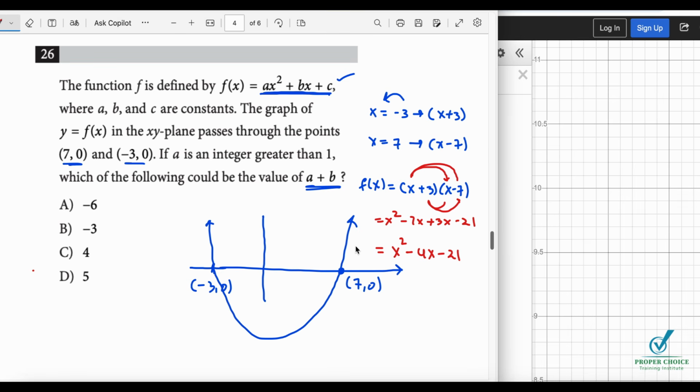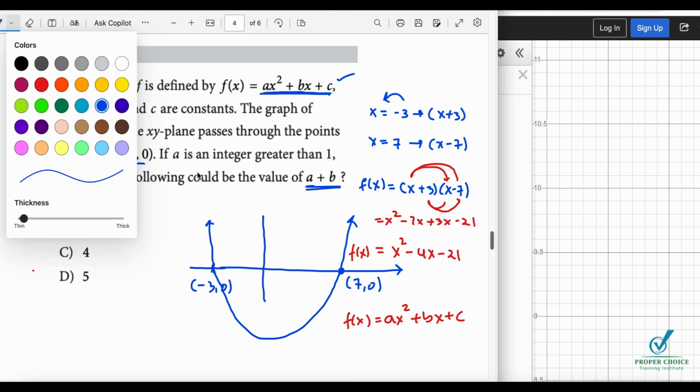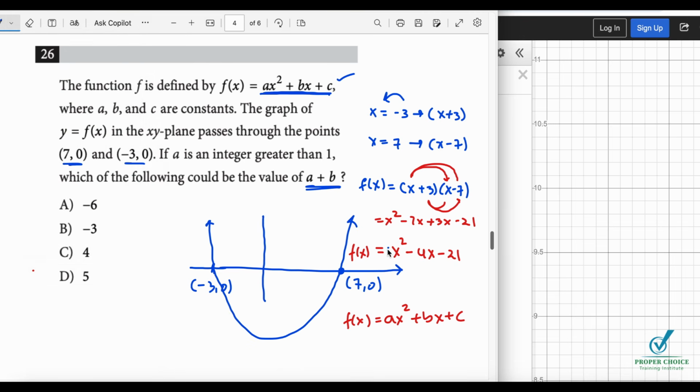When you compare this one with the standard function, which is given in terms of a, b, c, this becomes ax squared plus bx plus c. From there, what do you get? So the value of a here is basically the coefficient of x squared. If nothing is written, it means the coefficient is 1. So when you are comparing this one with this, in that case the a value here is 1.